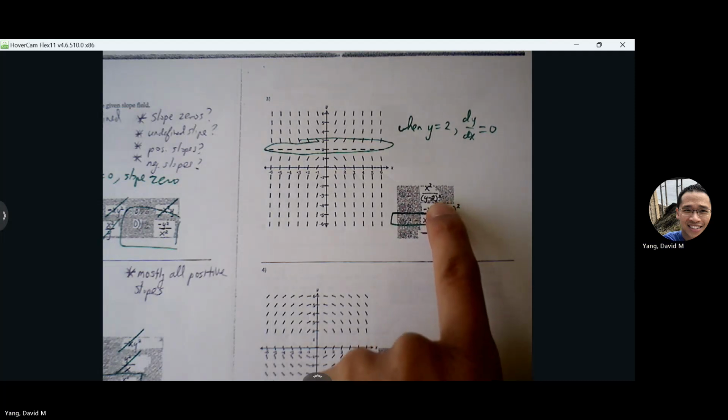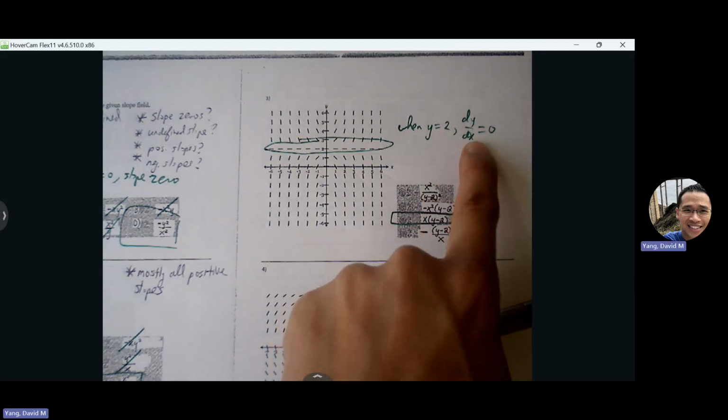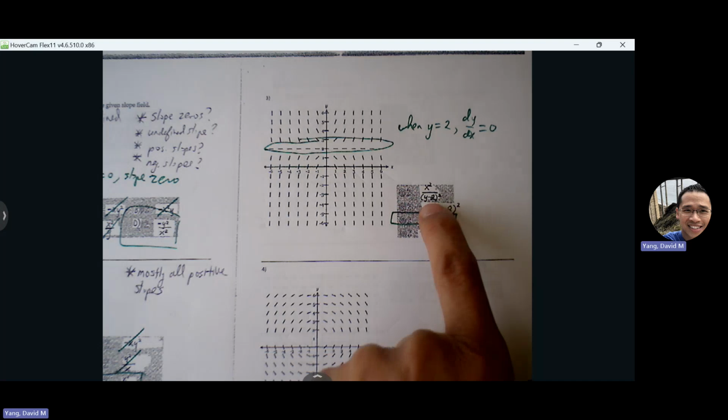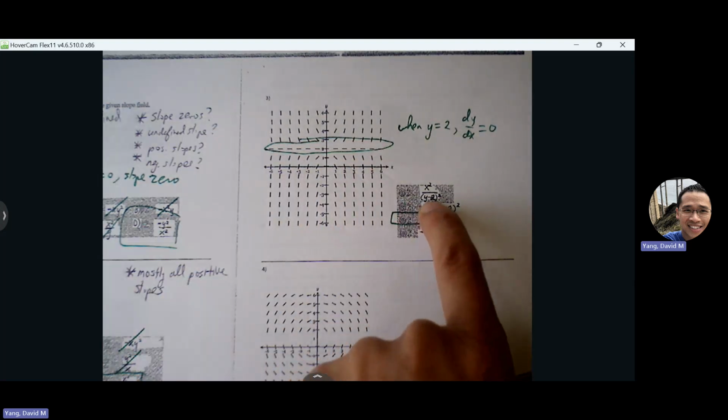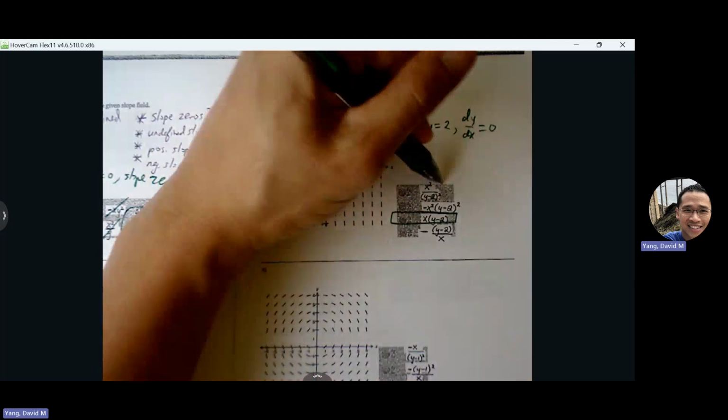So when y equals 2, my slope is 0. So I can eliminate the first one because if I plug 0 in for y, I'll get undefined. And I don't see undefined. Undefined should look like a blank space, and that doesn't fit what we see with A. So this one is out.